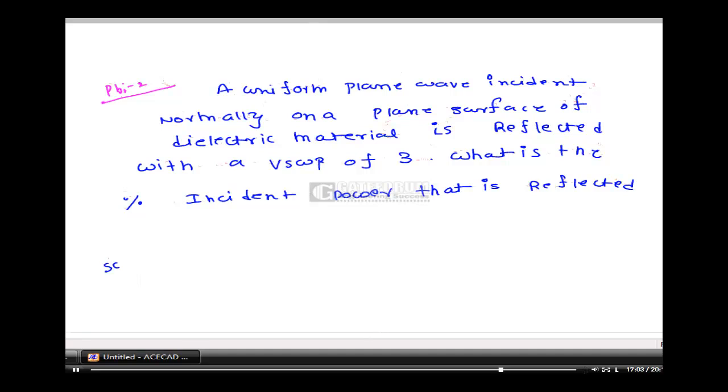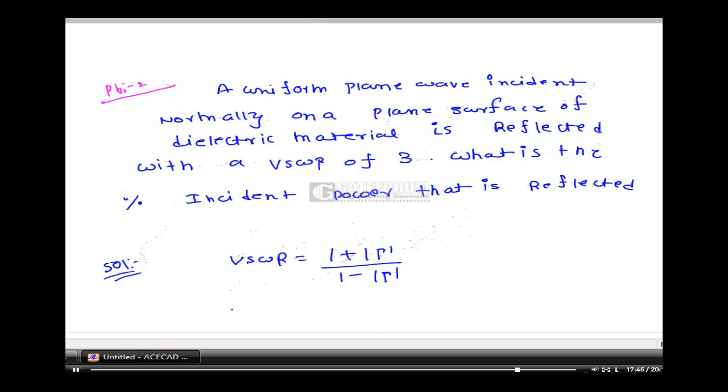The solution to this problem is here. I am relating this VSWR with the reflection coefficient. VSWR is given by (1 plus mod tau) by (1 minus mod tau). We will discuss this concept more clearly in transmission lines. For now, you consider the formula for VSWR is (1 plus mod tau) by (1 minus mod tau). This is the formula for VSWR in terms of reflection coefficient. Here it is given 3.